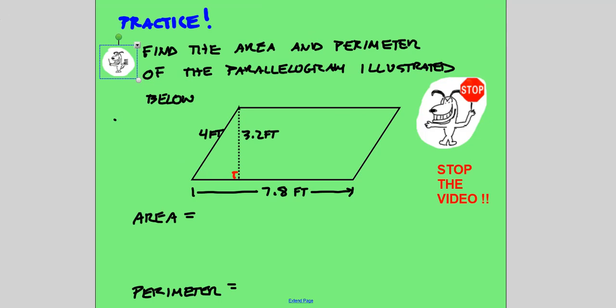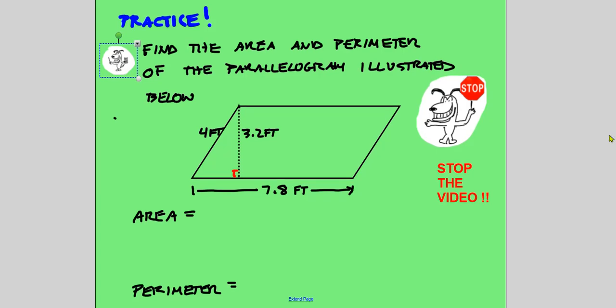All right. So now, stop the video and find the area and perimeter of the parallelogram illustrated below. And then when you're finished, start the video and check to see if you agree with what I got. So the first one has decimals and whole numbers. All right, let's take a look at this.